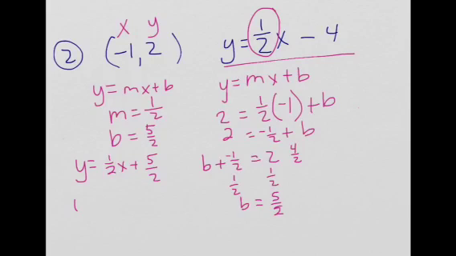Now I'm going to look at my original equation. Y equals 1/2 x minus 4. I double check to make sure that my slopes match. They do. So that means my lines are parallel.